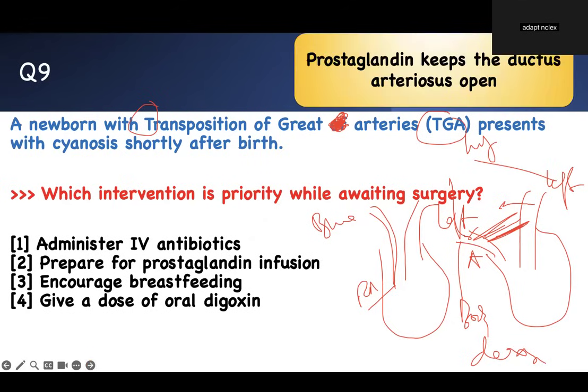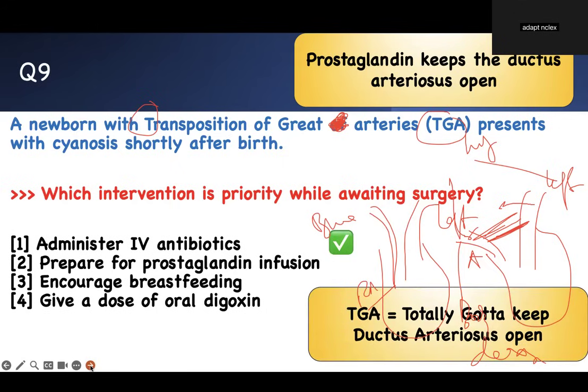This is my mnemonic. Prostaglandin keeps the ductus arteriosus open. The ductus arteriosus will remain open. It shunts the blood between the pulmonary artery and the aorta, and baby will remain what? Not blue, and it can survive. Therefore, know this mnemonic. Write it down. TGA means totally got to keep the ductus arteriosus open. Then this will allow blood to flow between the pulmonary artery and the aorta.